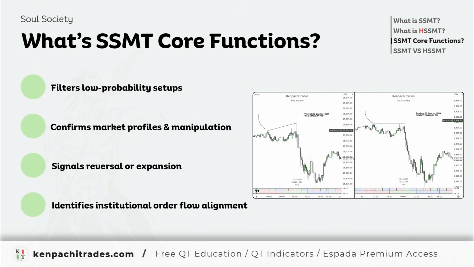And number four, SSMT identifies institutional order flow alignment. When two correlated assets diverge, it means smart money is choosing a direction. So SSMT is not just a signal, it is a filter. It is a confirmation and a timing tool all in one.